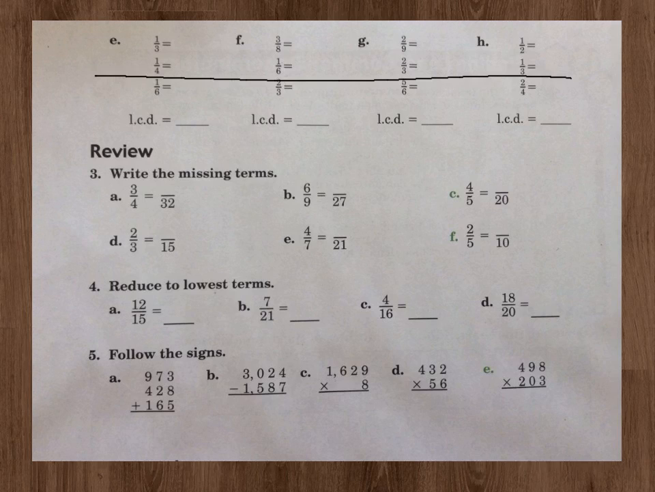Alright, so 4 times what equals 32? 4 times 8 is 32. So then we need to do 3 times 8. 3 times 8 would give us 24. B. 9 times what equals 27? 9 times 3 is 27. So let's do 6 times 3. 6 times 3 is 18.